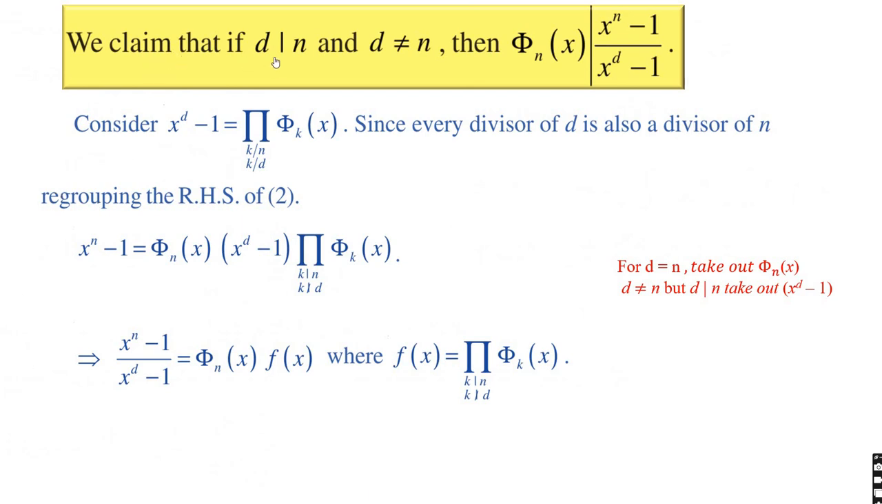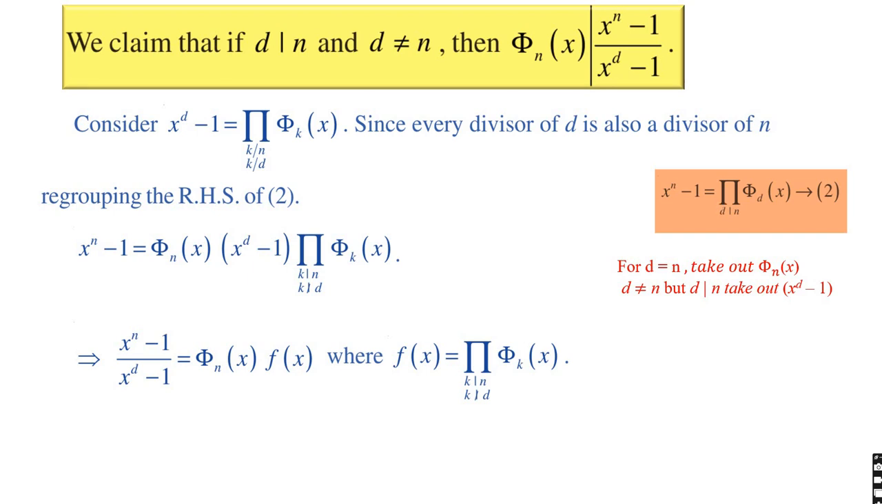Now we claim that if d divides n and d not equal to n, then phi n of x must divide this term, x power n minus 1 by x power d minus 1. Now you consider x power d minus 1. This is just the definition, that is from 2 that we are writing it. 2 is this, x power n minus 1 by definition is nothing but this.